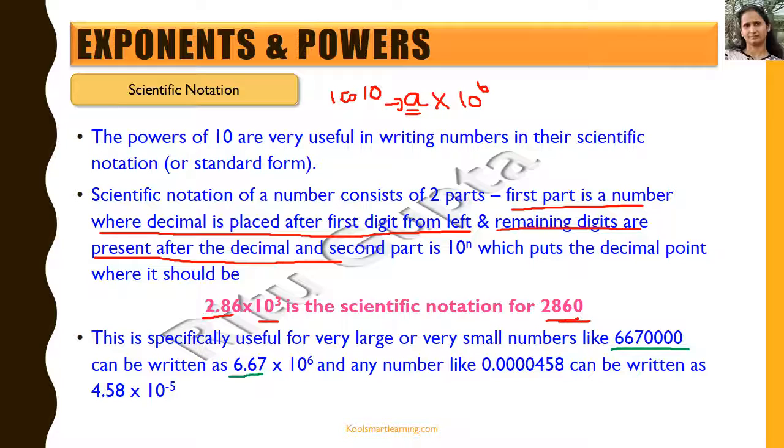And if a number is a very small number of the type 0.0000458, again we write the number as 4.58, which is the definition of A, and then 10 raised to power minus 5.